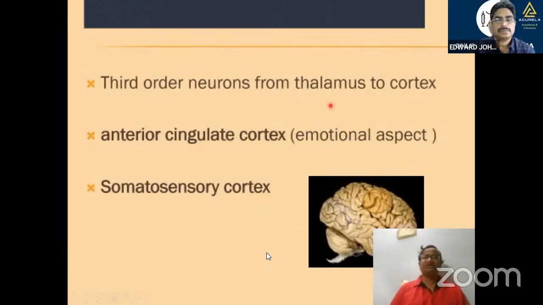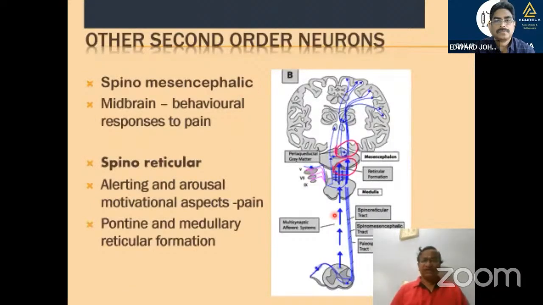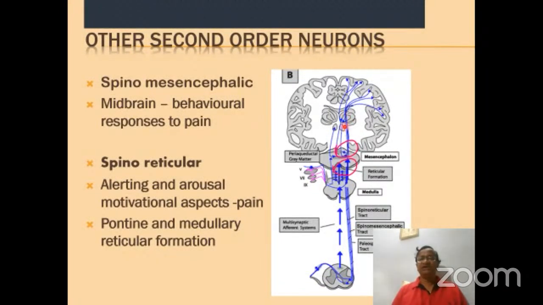From the thalamus, the third order neurons go to the cortex. In the cortex, we have the anterior cingulate cortex, the emotional aspect, and the somatosensory cortex, which is the actual noxious, painful sensory cortex. From the first noxious stimulus, the first order neurons synapse here, the spinothalamic tract goes above, and from this the third order neurons, the thalamocortical projection system, reach the cingulate cortex and the somatosensory cortex. But it is not the only thing.